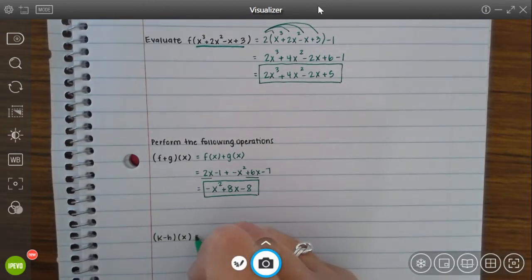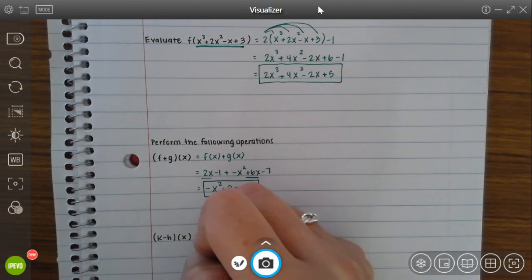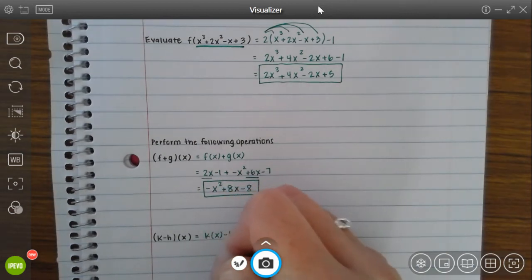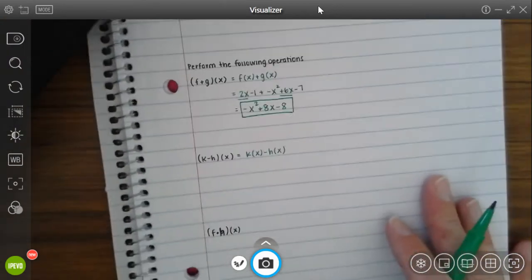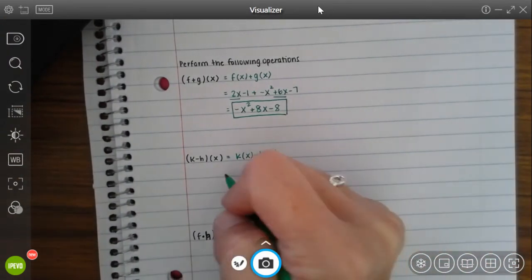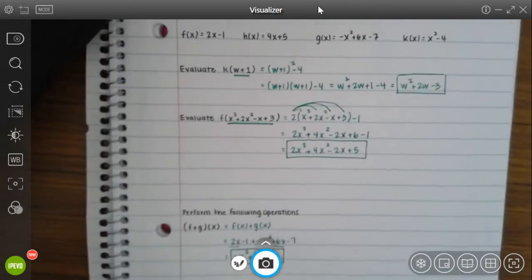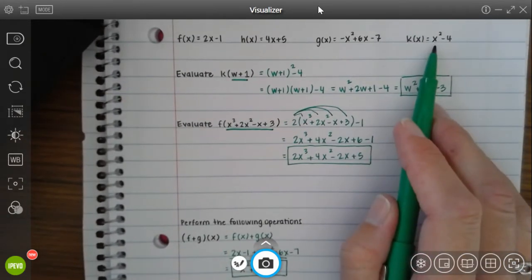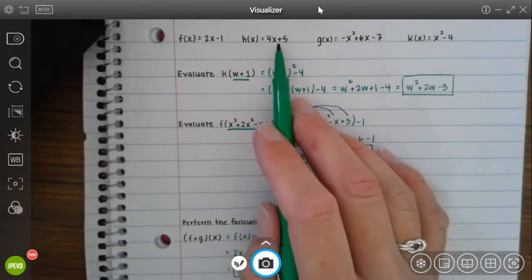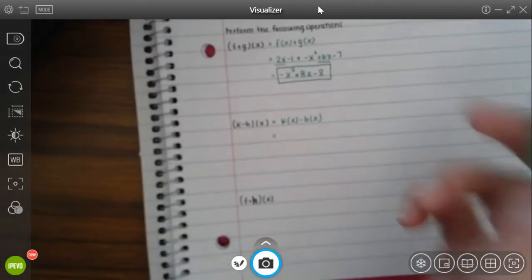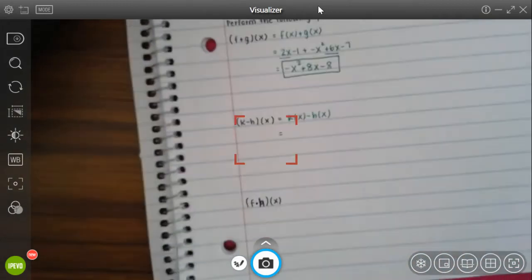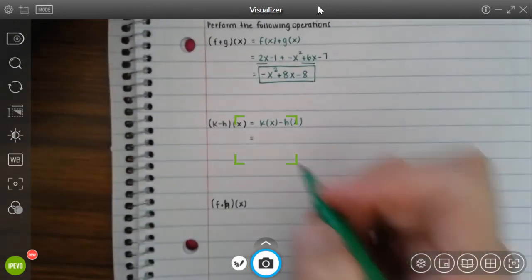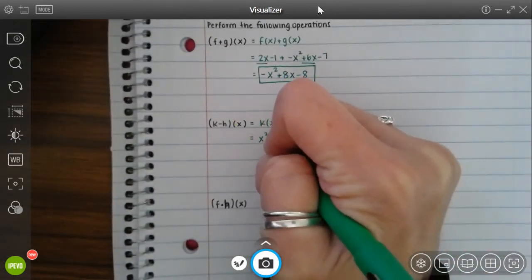Subtraction works pretty much the same way. If I have something like k minus h of x, another way of writing that is just k of x minus h of x. Remember that when you are dealing with subtraction, you just have to be careful about your signs. So I'm going to go back up to my list of the functions. K of x is x squared minus 4, and h of x is 4x plus 5. I'll go ahead and substitute those in here. So x squared minus 4.